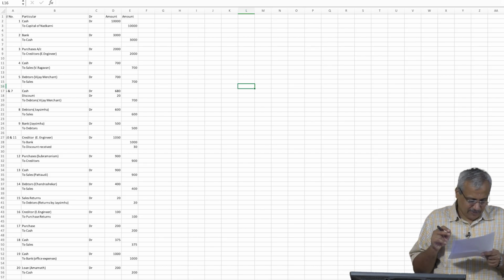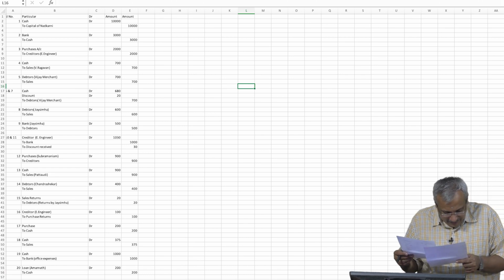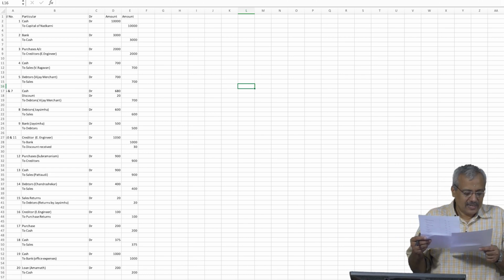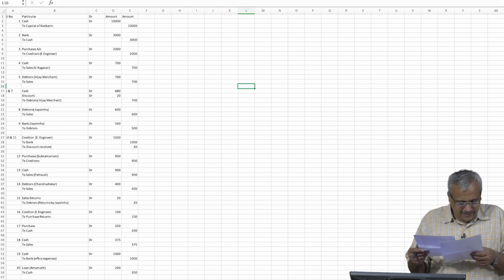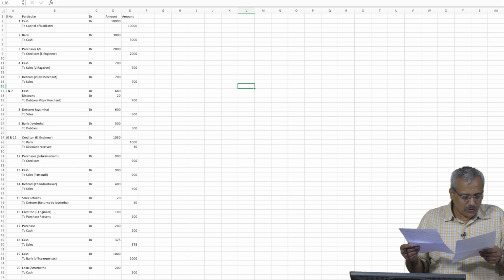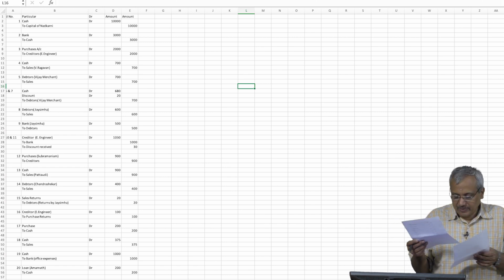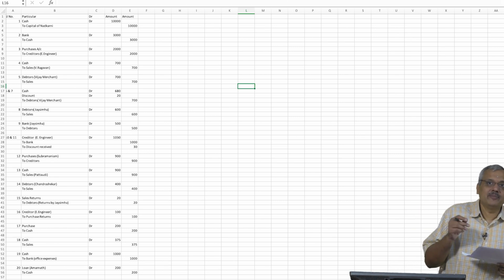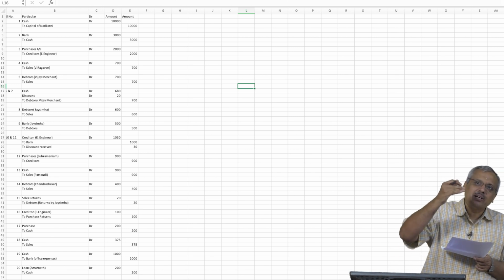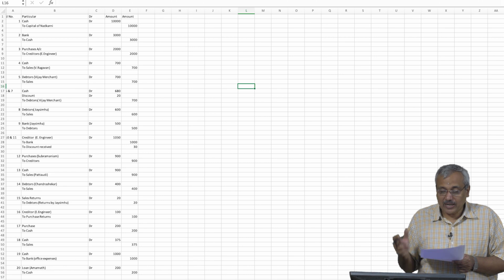We continue in the process. Let us move to what is called the 13th transaction, which says sold goods for cash to Pataudi. When I said sold goods for cash to Pataudi, what journal entry did I make? I made cash account debited to Pataudi's account. You can go back and check.